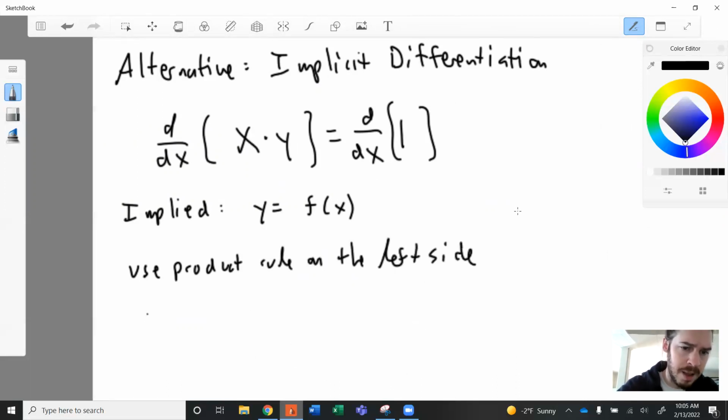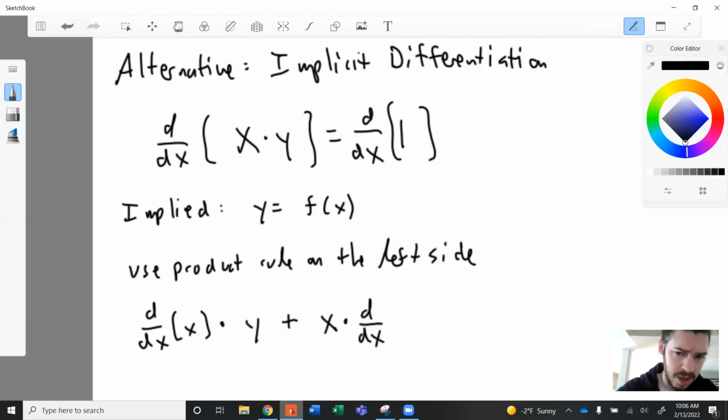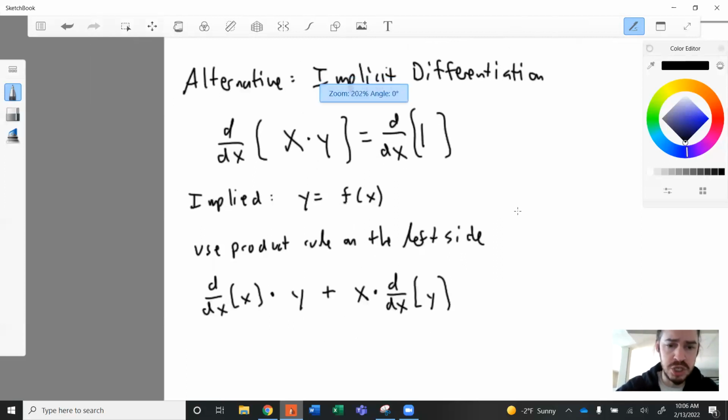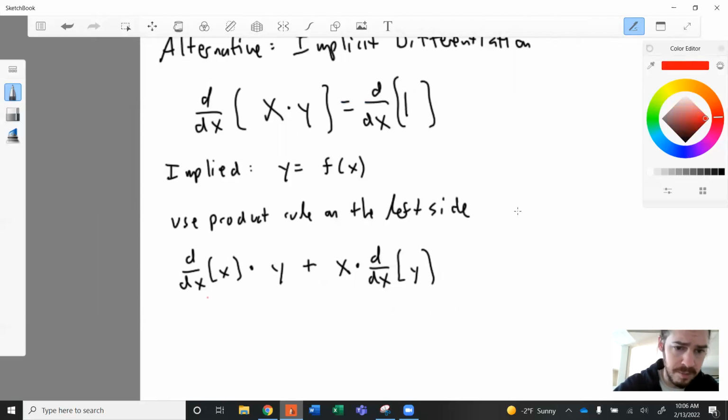So we're going to say the derivative with respect to x of x, that's the first function, and then we'll multiply by y, and then we'll add x times the derivative with respect to x of y. So that's applying f prime g plus f g prime, familiar product rule. I'll write that underneath it so you can see the format there. So that's our product rule.